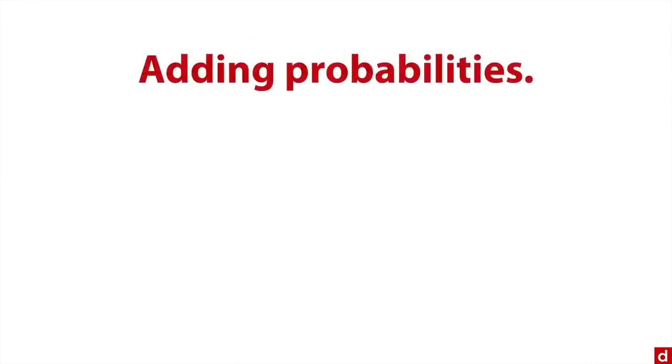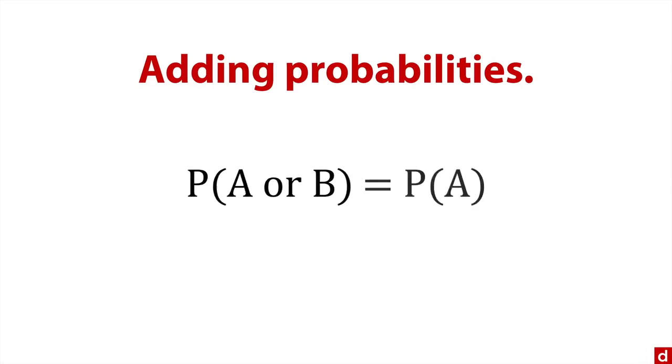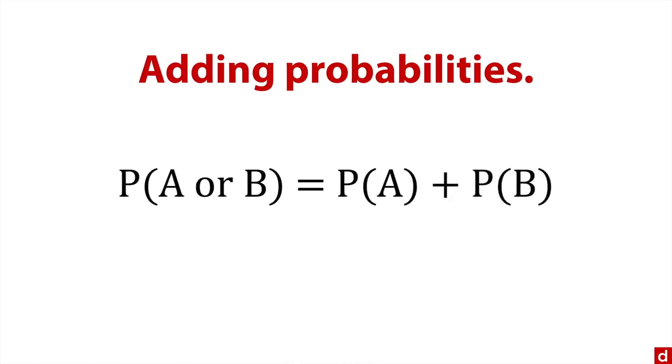Let's start by talking about adding probabilities. Let's say you have two events A and B. And let's say you want to find the probability of either one of those events. So that's like adding the probabilities of the two events. Well, it's kind of easy. You take the probability of event A and you add the probability of event B.